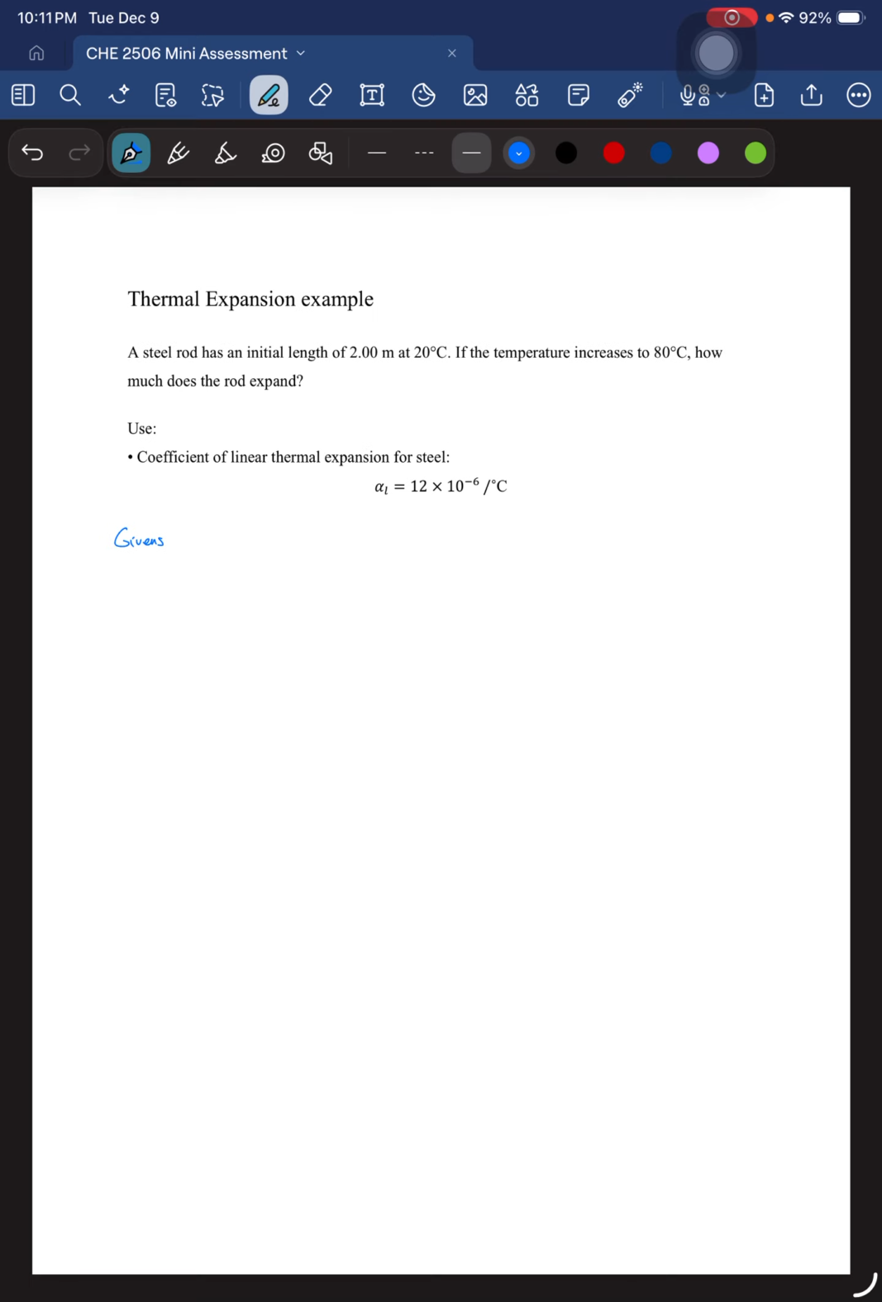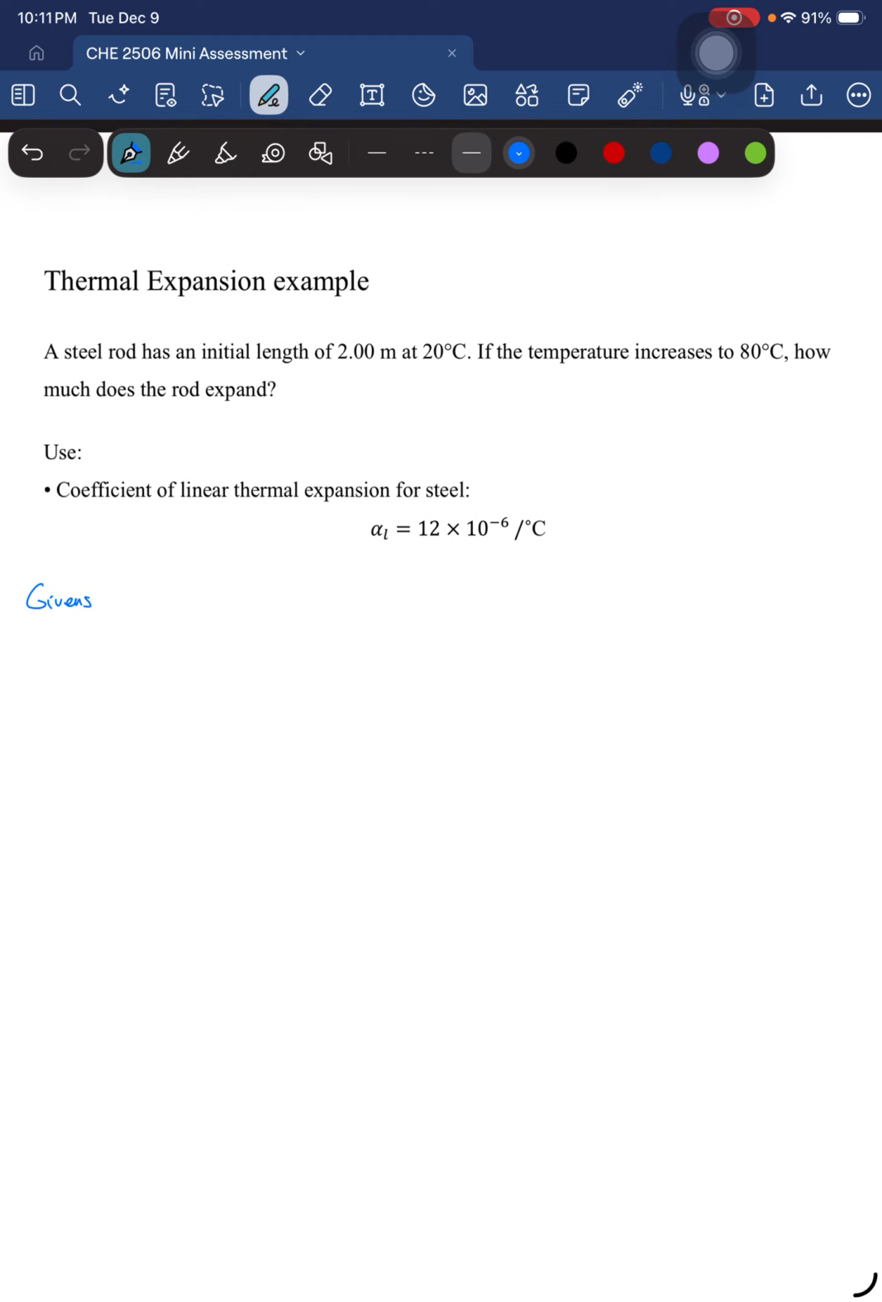A steel rod has an initial length of 2 meters at 20 degrees Celsius. If the temperature increases to 80 degrees Celsius, how much does the rod expand? And we have our linear coefficient of thermal expansion here as 12 times 10 to the power of negative 6.